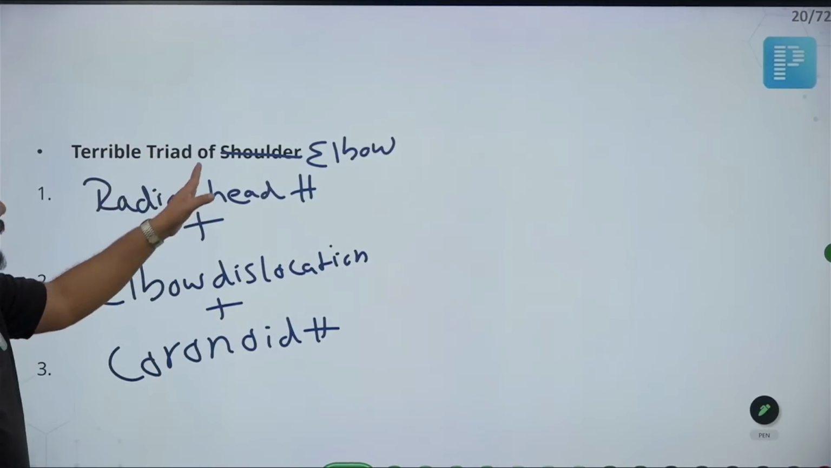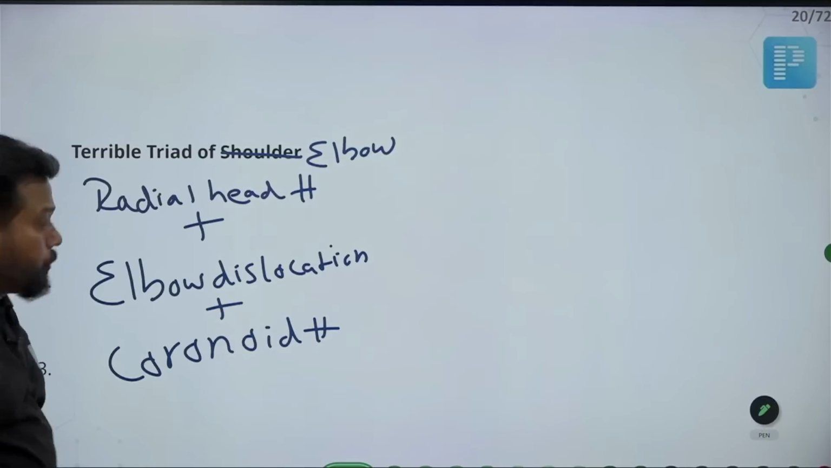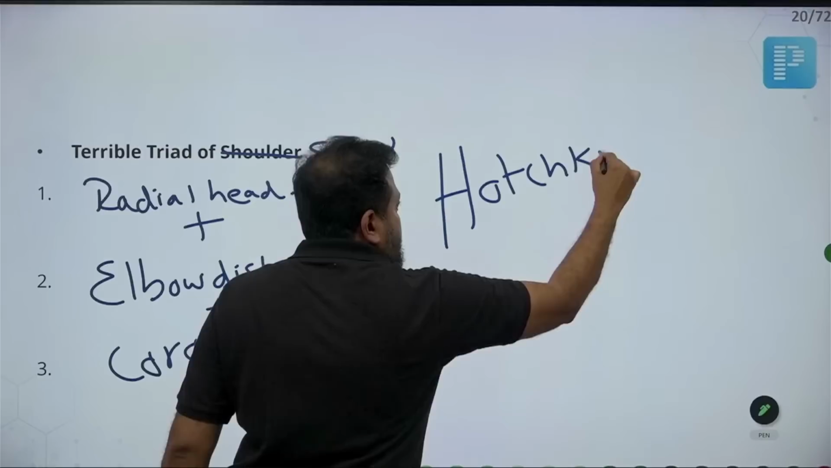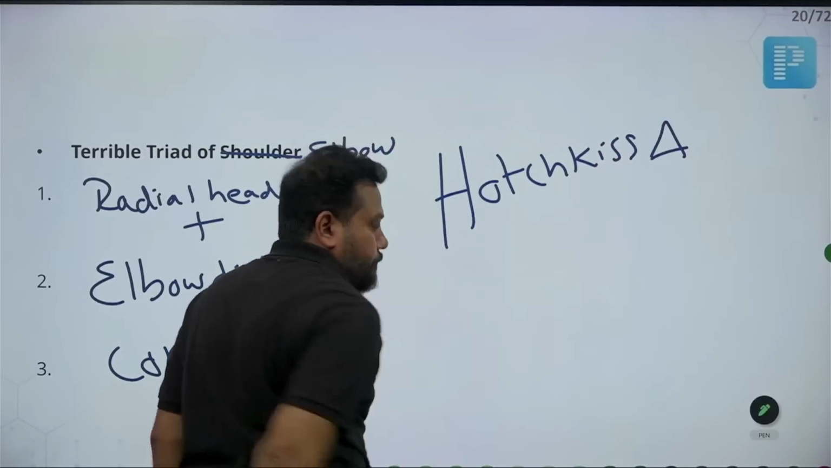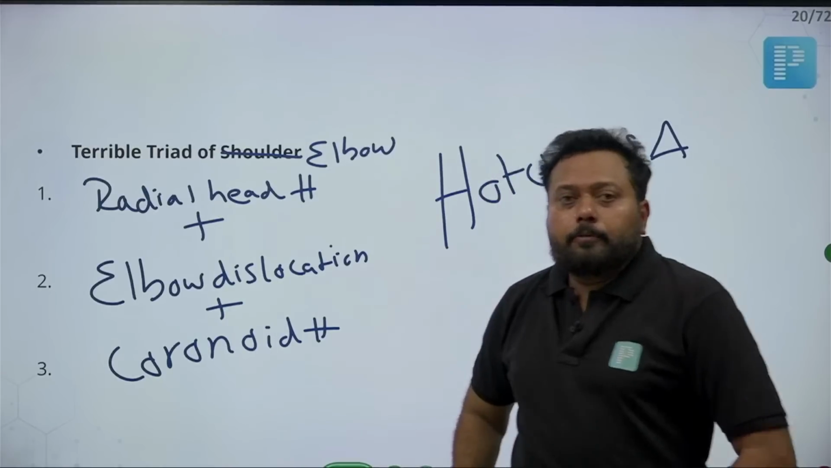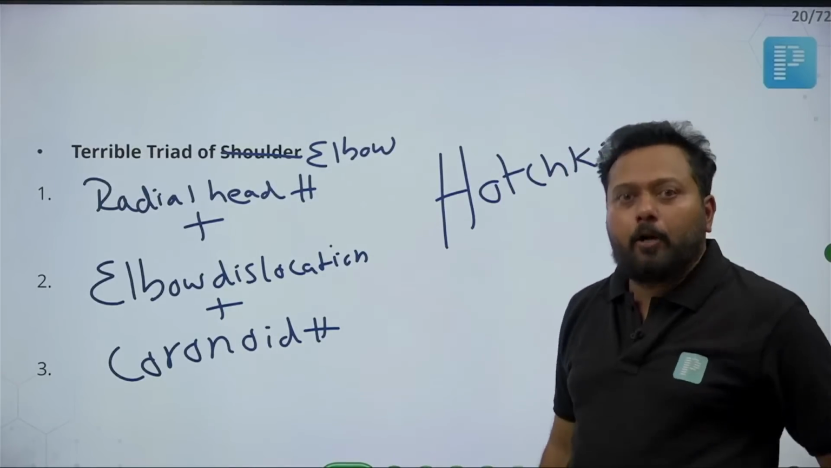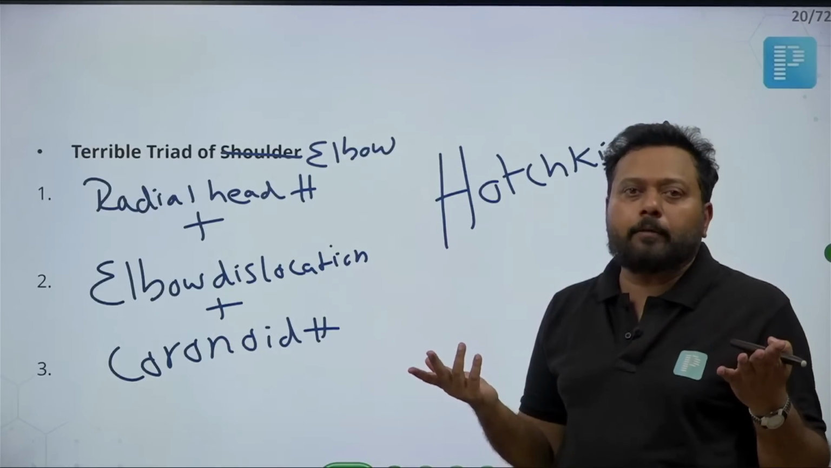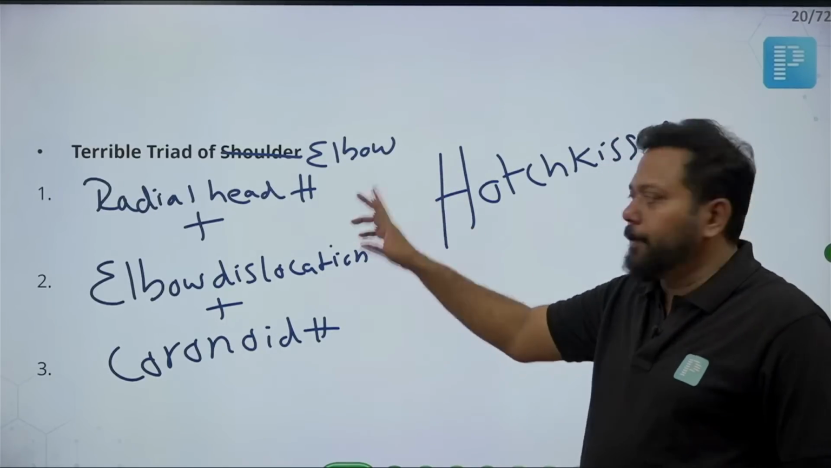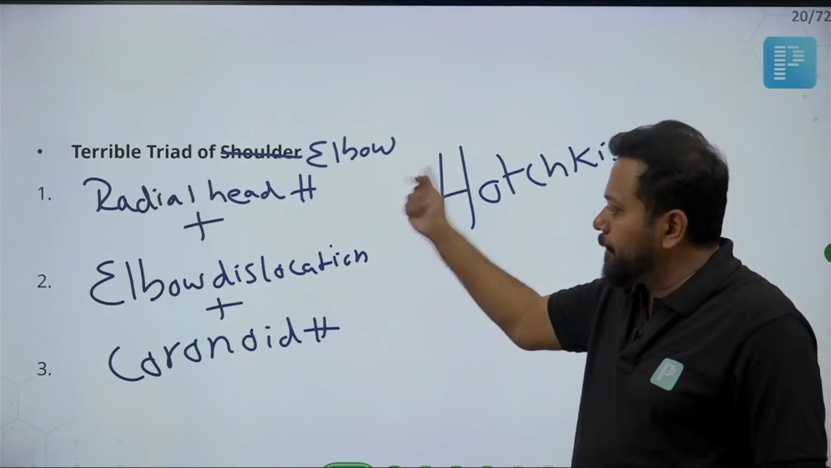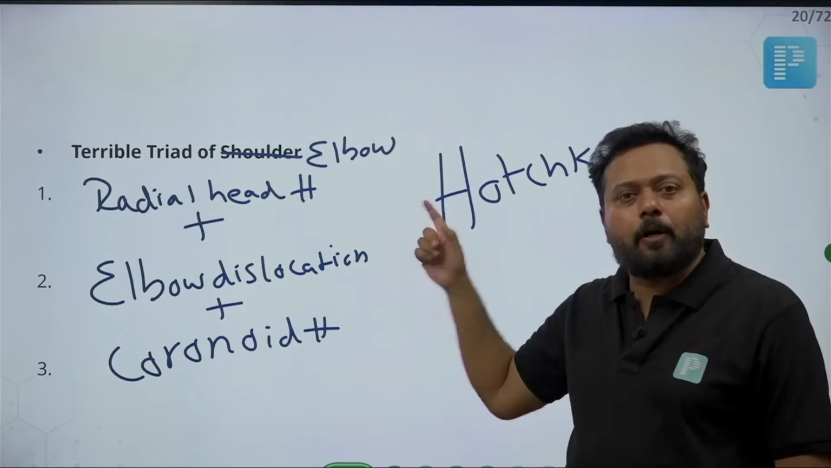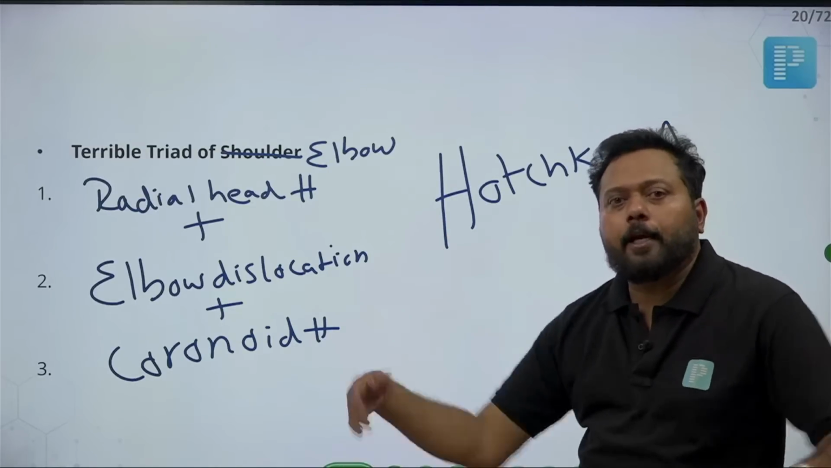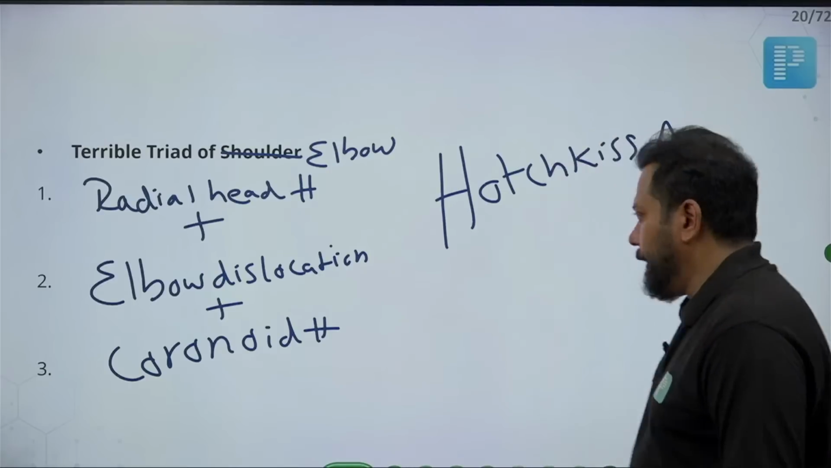That is called terrible triad or unhappy triad of elbow, and it goes by the name Hotchkiss triad. This is the second terrible triad in orthopedics. When you know three terrible triads in orthopedics, all terrible triad MCQs are over. Radial head fracture plus elbow dislocation plus coronoid fracture is called Hotchkiss triad, otherwise called unhappy triad of elbow. It will go for a floating elbow. Prognosis is bad.